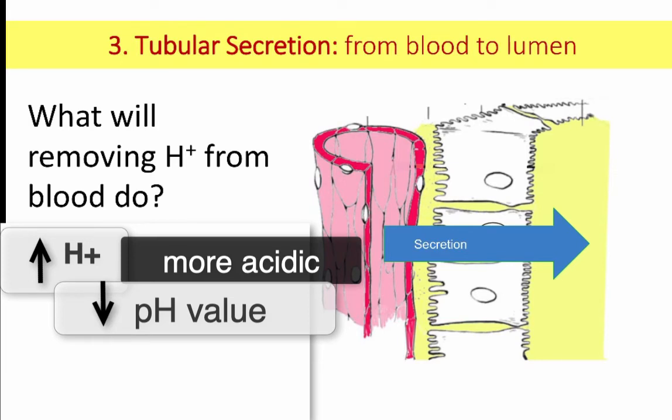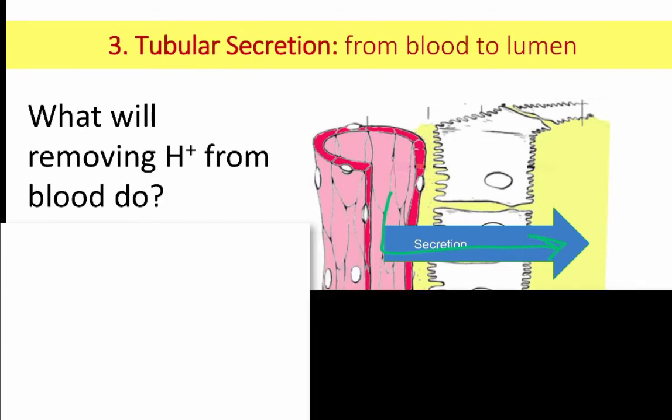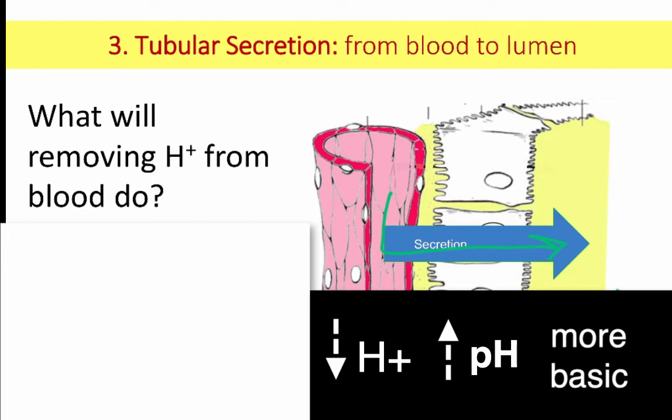So if your blood starts to become too acidic, remember blood pH is tightly controlled at 7.4. Material, specifically hydrogen ions, is going to be pushed from inside the capillary into urine. And if you dump hydrogen ions, that will raise the pH of the blood, so decreasing hydrogen ions will raise the pH number, and it will make the blood more basic. See how I'm tricky and reviewing for the final here?